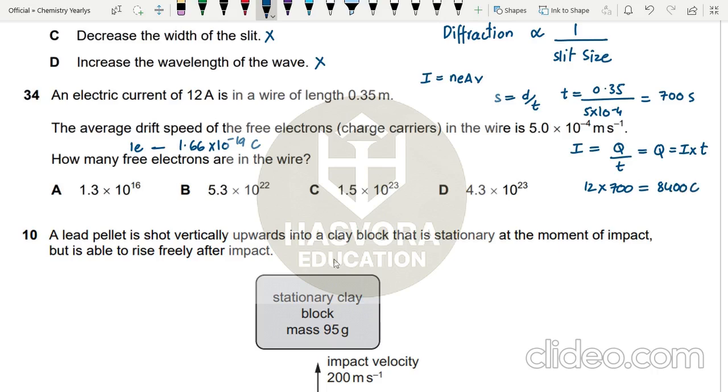Now we know that one electron is equal to 1.66 × 10^-19 coulombs. So how much will be 8400 coulombs? You can just cross multiply and you will get the number of electrons. So this will be 8400 divided by 1.66 × 10^-19, and you will get about 5.3 × 10^22. So B will be the answer for your question.